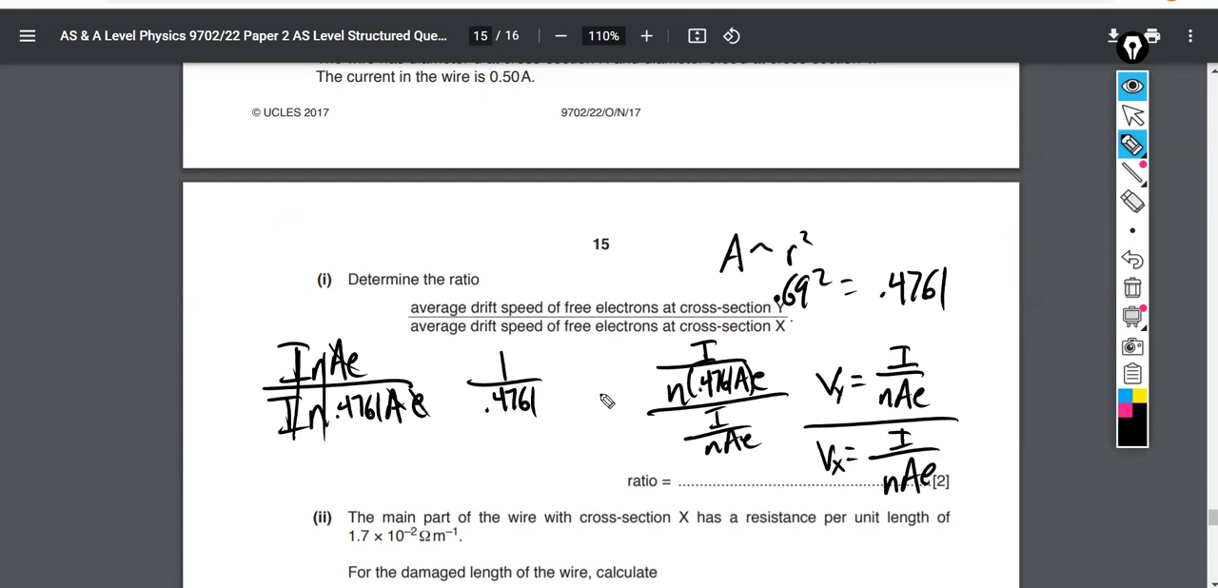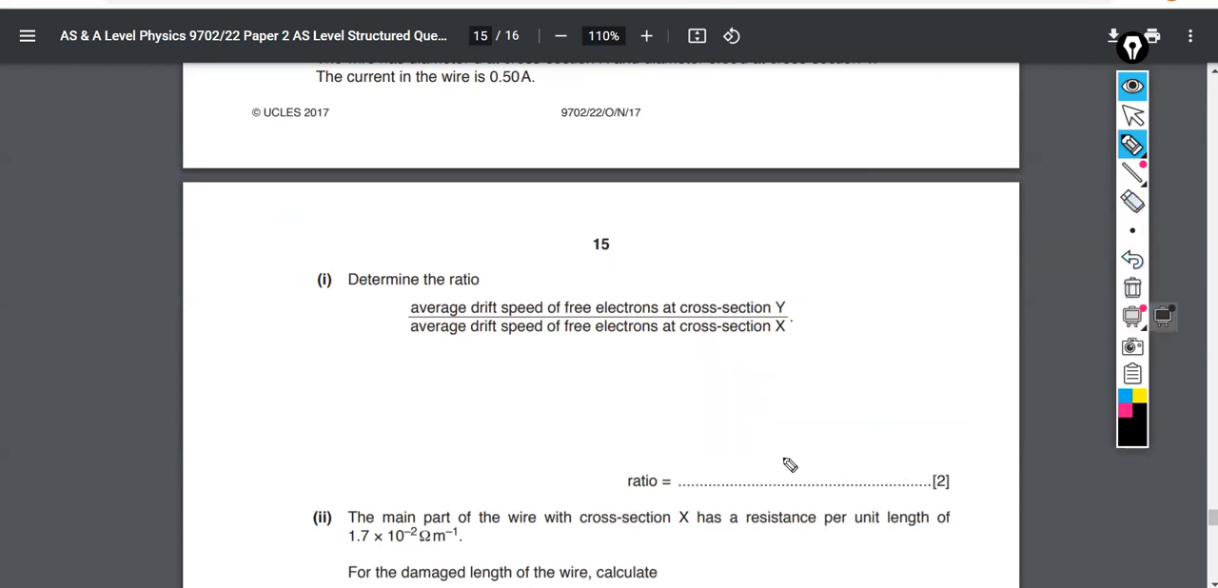So how much faster are the electrons moving in Y compared to X? Well, what's 1 divided by 0.4761? So we get a final answer of 2.1. So the electrons have to move twice as fast through Y in order to preserve that constant current.